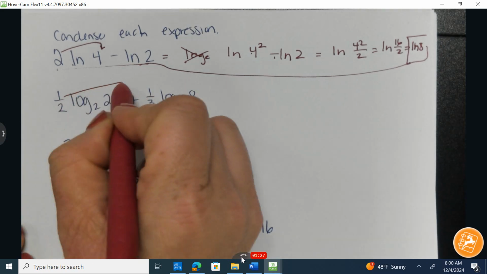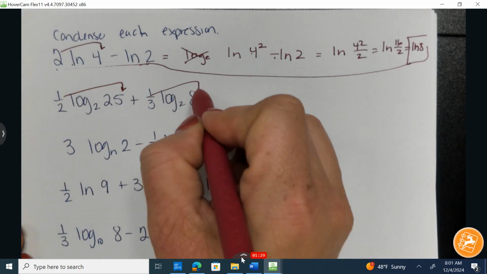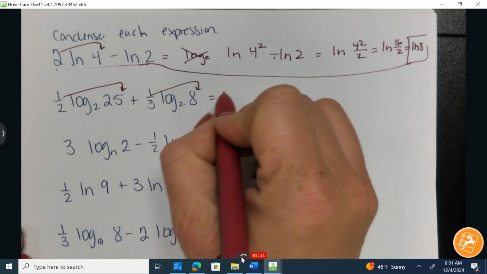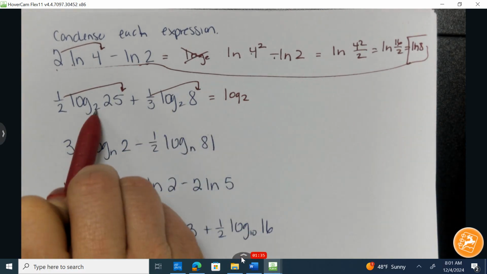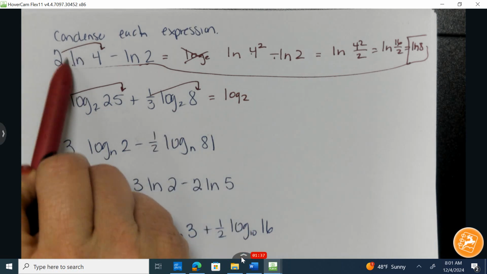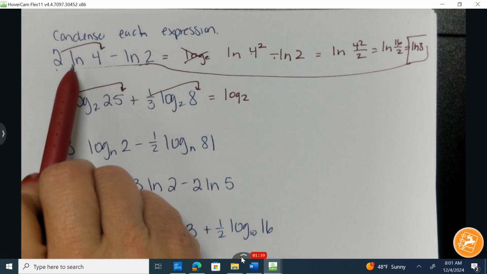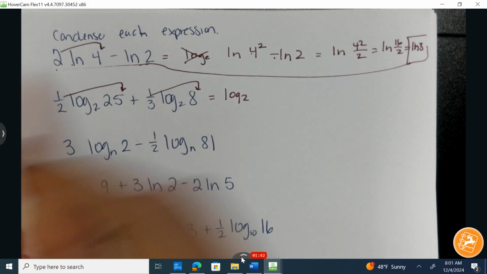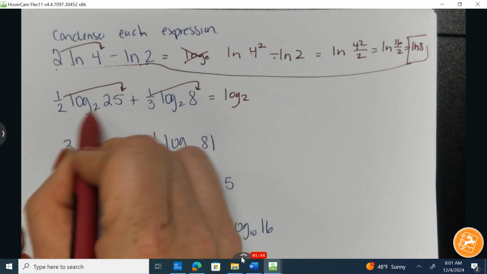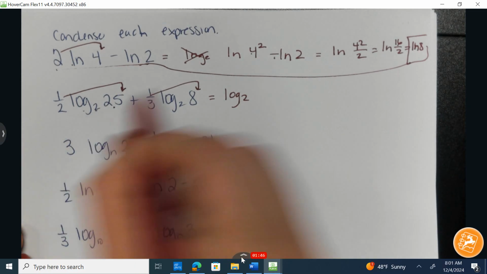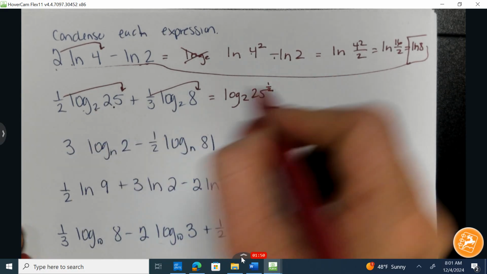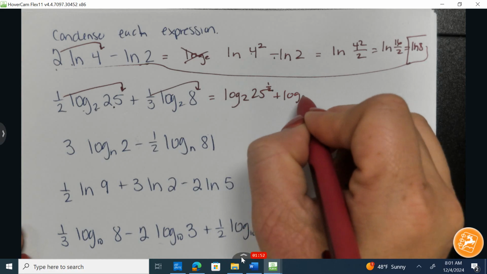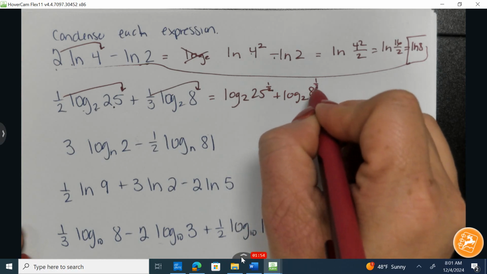Right away I'm going to draw a little arrow as a reminder here. And so this is going to be log base 2. Notice these have to have the exact same base. So log base 2, log base 2, and we have natural log, which is the same as log base e, and log base e. So in this expression, I have log base 2 of 25 raised to the 1/2, and then plus log base 2 of 8 raised to the 1/3.